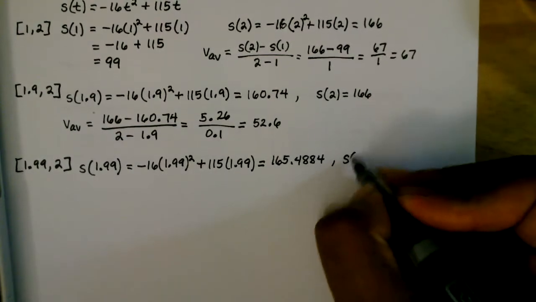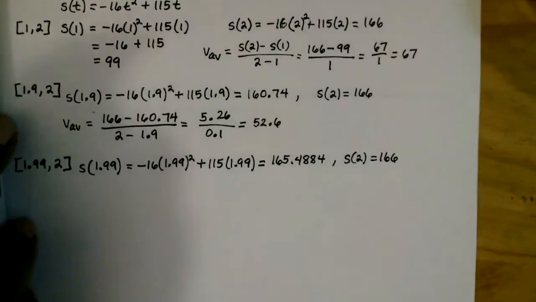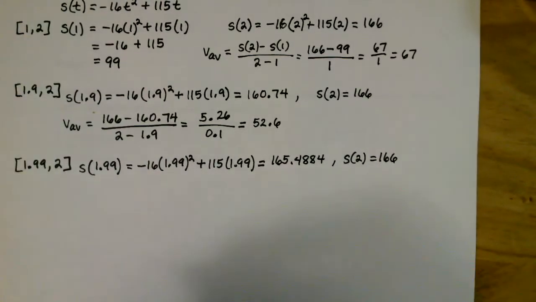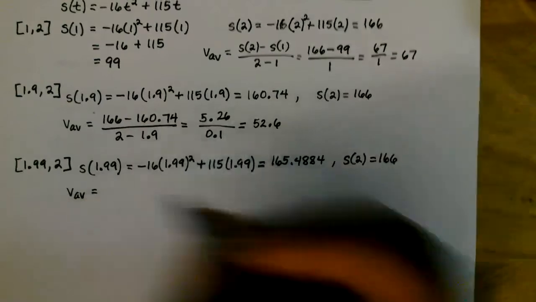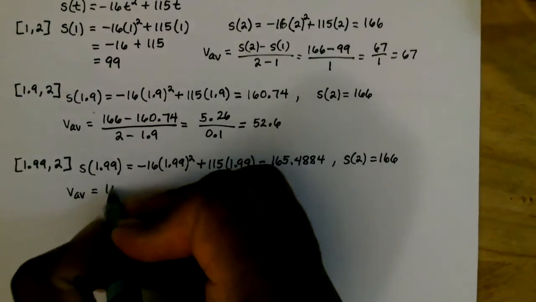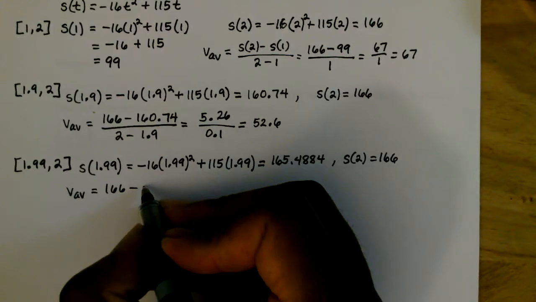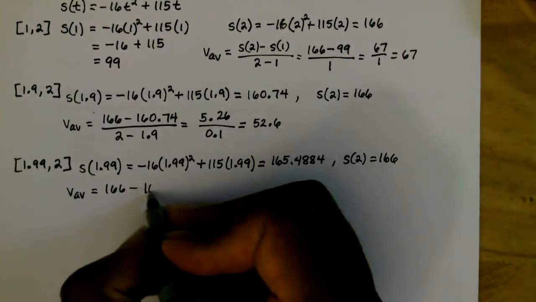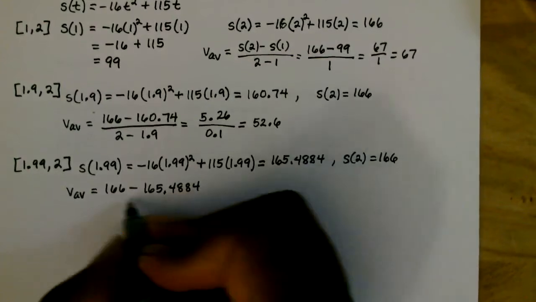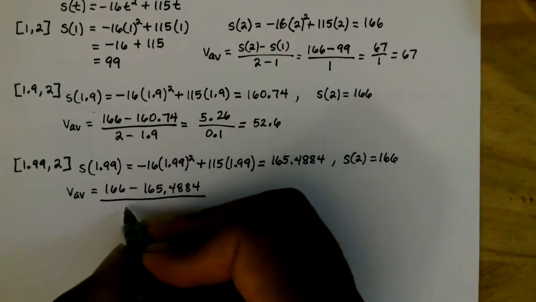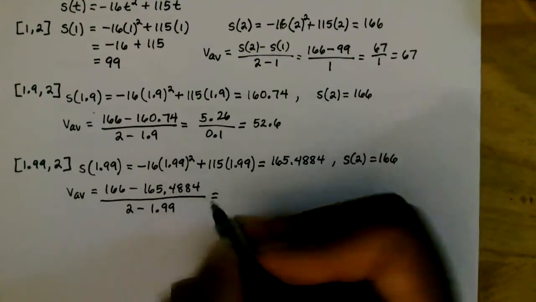And of course, S of 2 again is still 166. So the average velocity would be S of 2, which is 166, minus S of 1.99, which was 165.4884, divided by 2 minus 1.99.